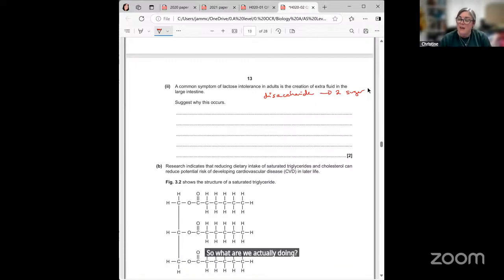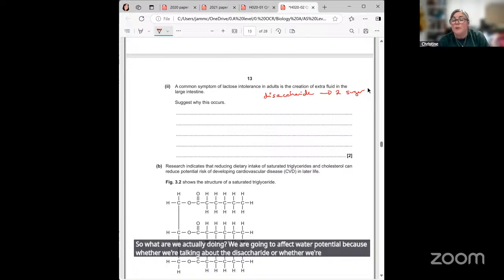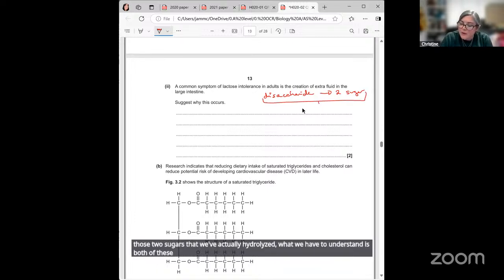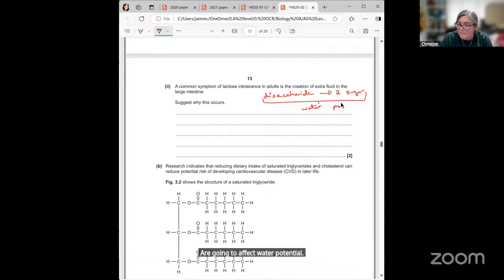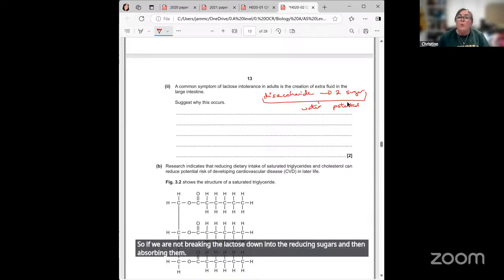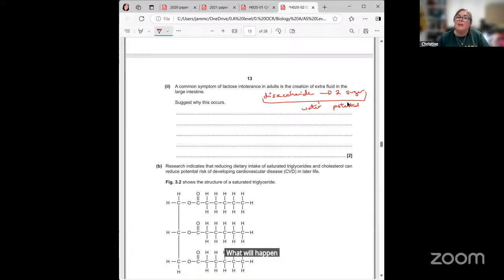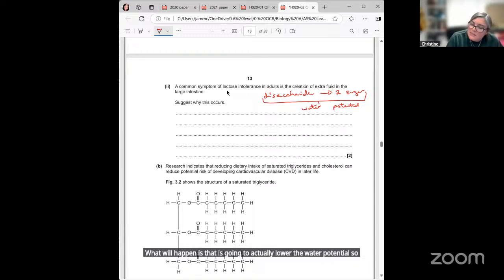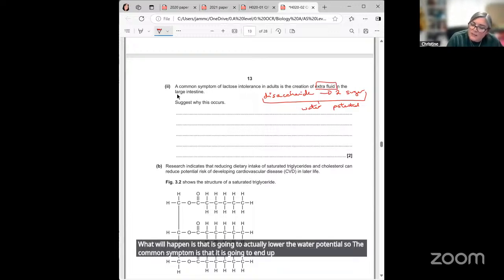We are going to affect water potential, because whether we're talking about the disaccharide or those two sugars that we've hydrolyzed, both of these are going to affect water potential. So if we are not breaking the lactose down into the reducing sugars and then absorbing them, that is going to lower the water potential. So the common symptom is that it is going to end up with extra fluid in the large intestine.